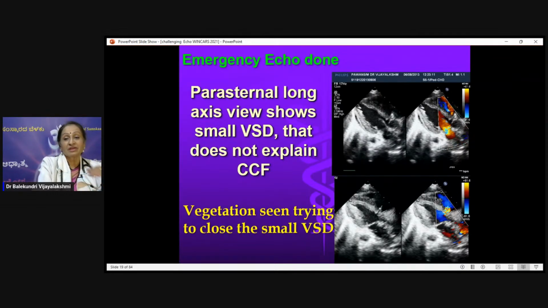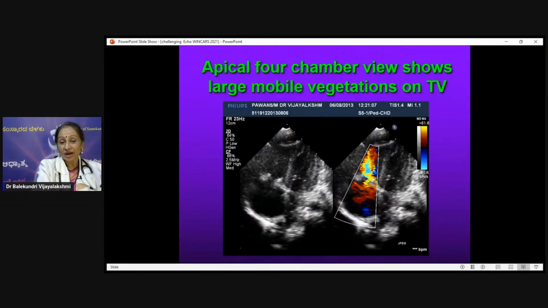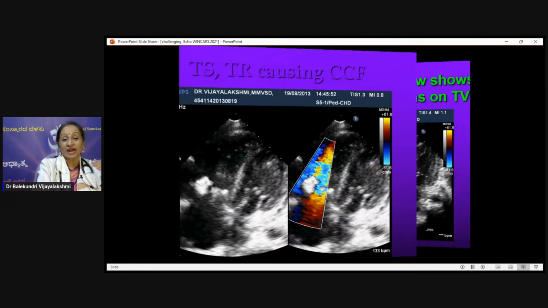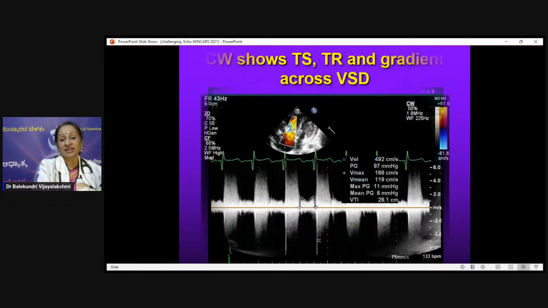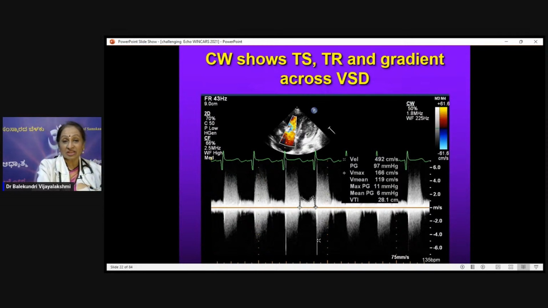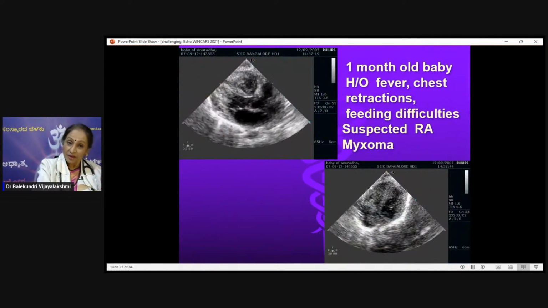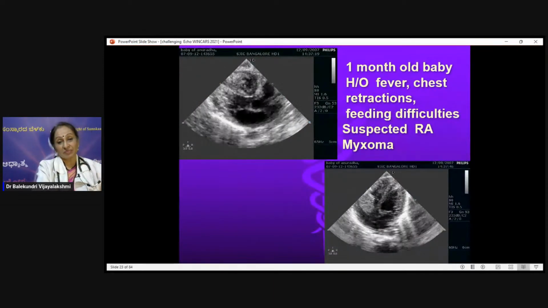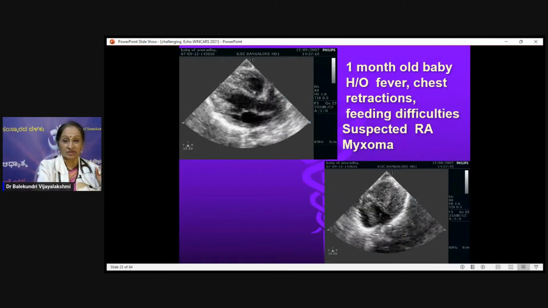So today the device closure is so handy that we don't allow these children to develop bacterial endocarditis at all. So we treat them in time, and this problem of vegetation, especially on the right side of the heart, causing tricuspid stenosis and regurgitation, all can be overcome by device closure in time, and they do not require SBE prophylaxis once we do the device closure.